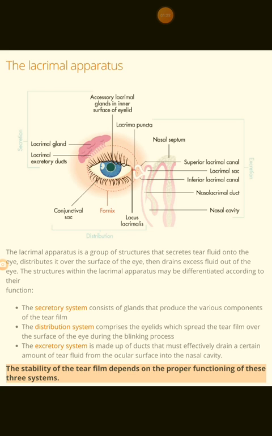What is the location of these glands? They are situated on the lateral aspect of each eye just above the supraorbital margin, and the function of these glands is secretory function, that is they secrete tears. And what is the composition of tears? Tears contain water, certain mineral salts, various antibodies, and an enzyme which is called lysozyme.